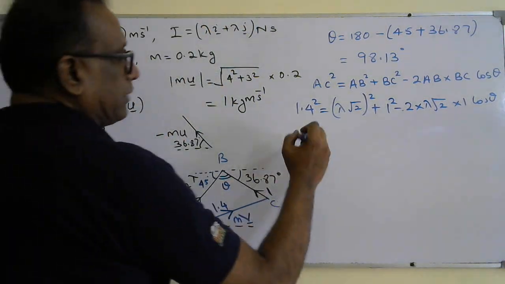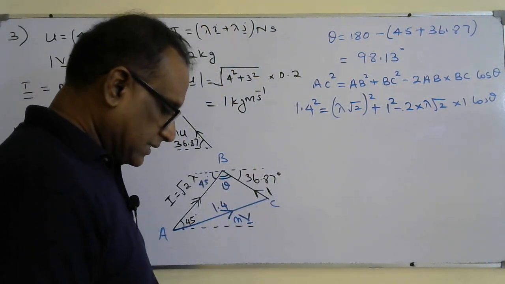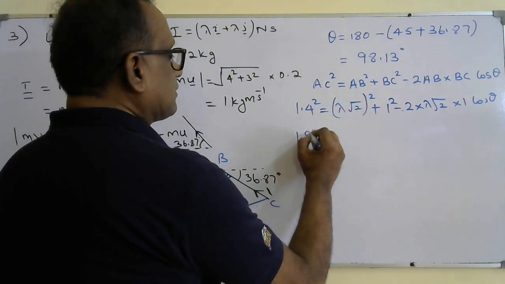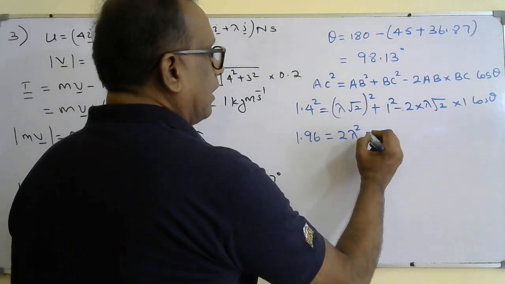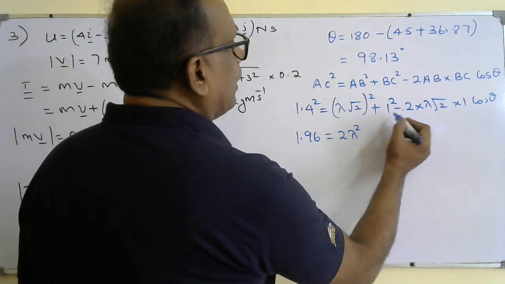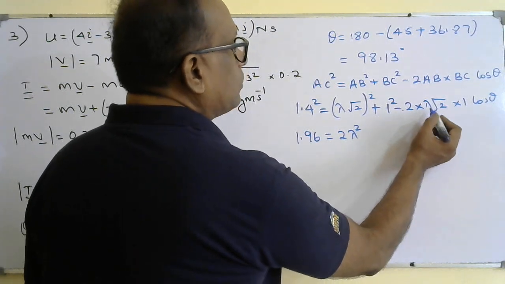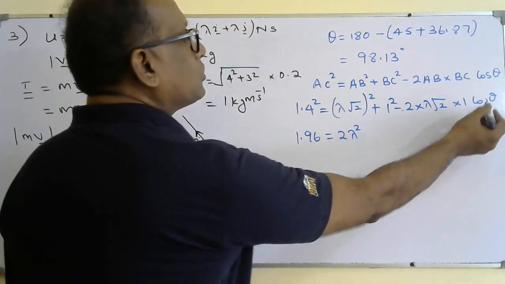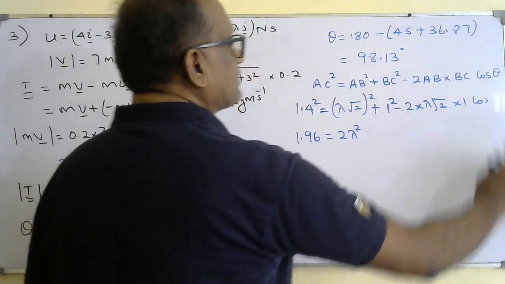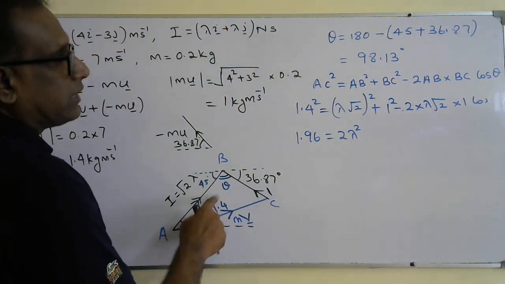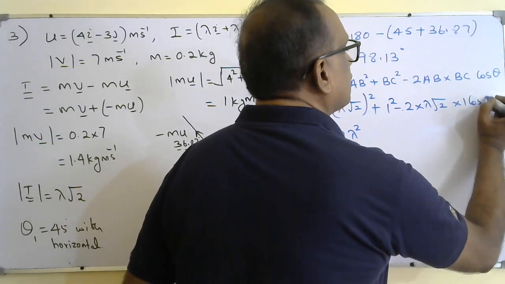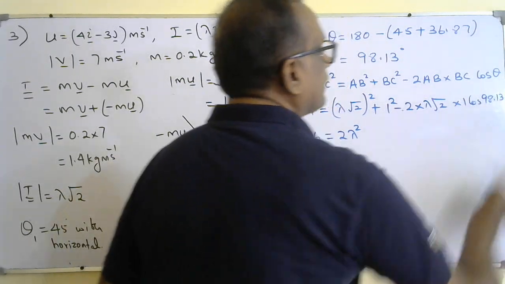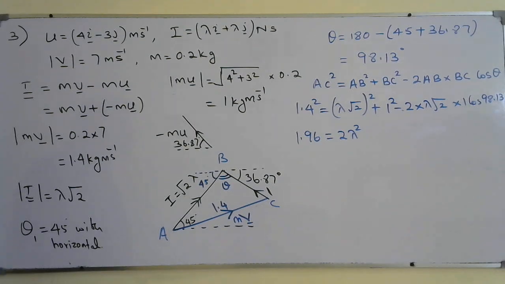Okay, solve it. This is 1.4 squared, which is 1.96, equal to 2 lambda squared, then this is 2 into lambda root 2 cos theta. So theta we have to substitute. This theta we found it, 98.13, cos 98.13. Okay, now solve all that.